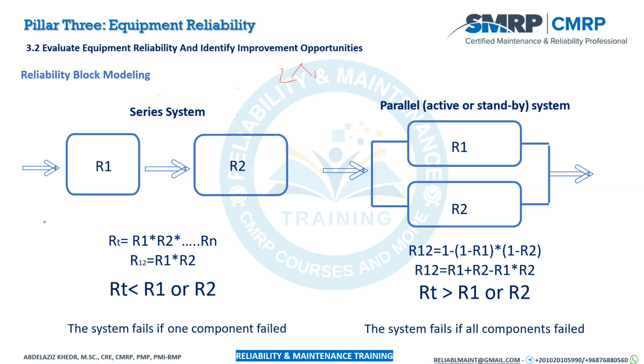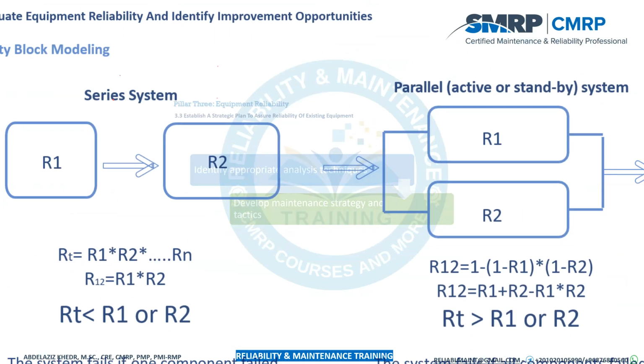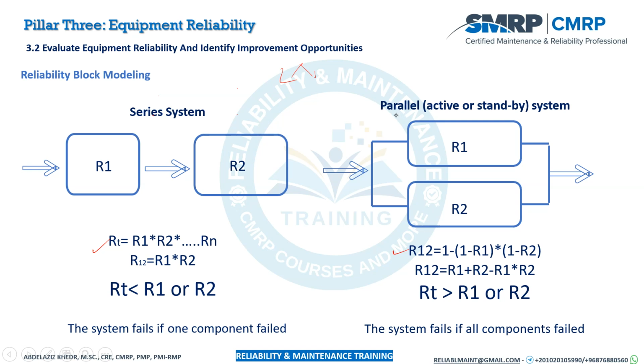This is the law for calculating the reliability of a series system, and this is the equation for the parallel system. For parallel systems, we have two types, either an active system or a standby system. Active is slightly lower in reliability than standby, because standby is slightly higher in reliability.